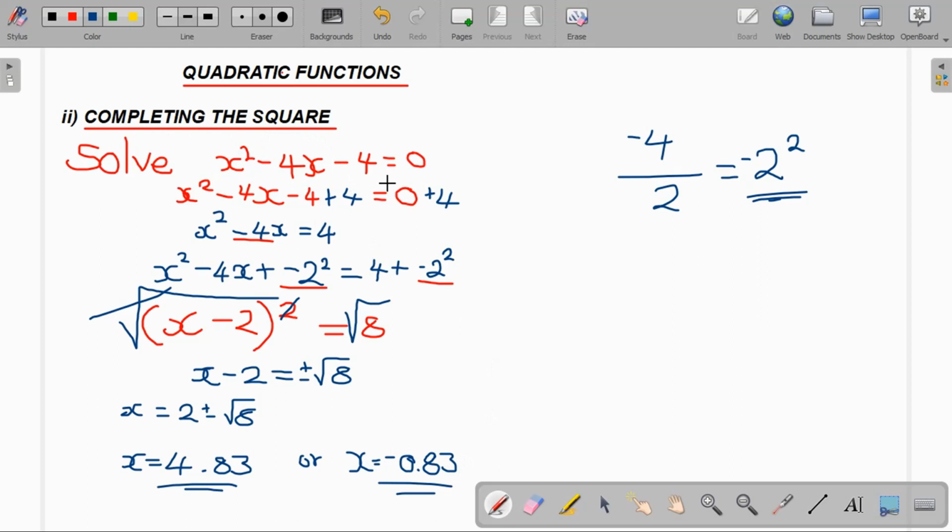So this is the quadratic function and this is the quadratic equation. So we have solved it using completing the square. This is how we complete the square.